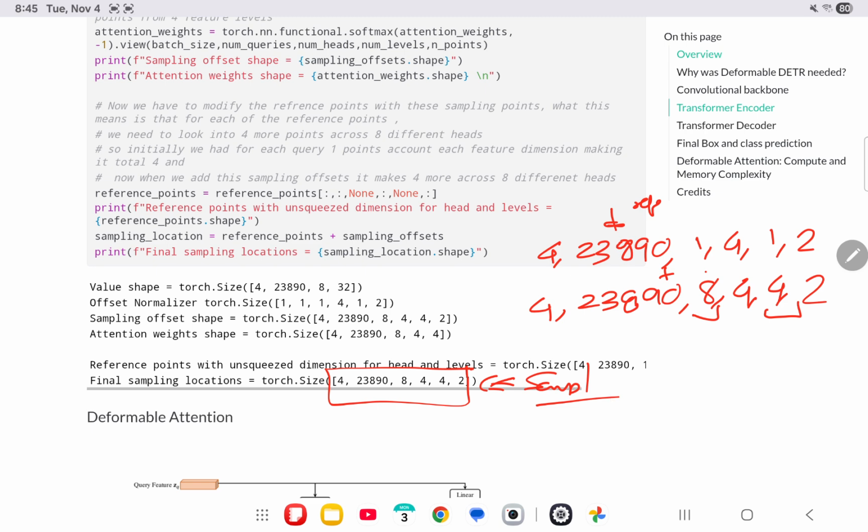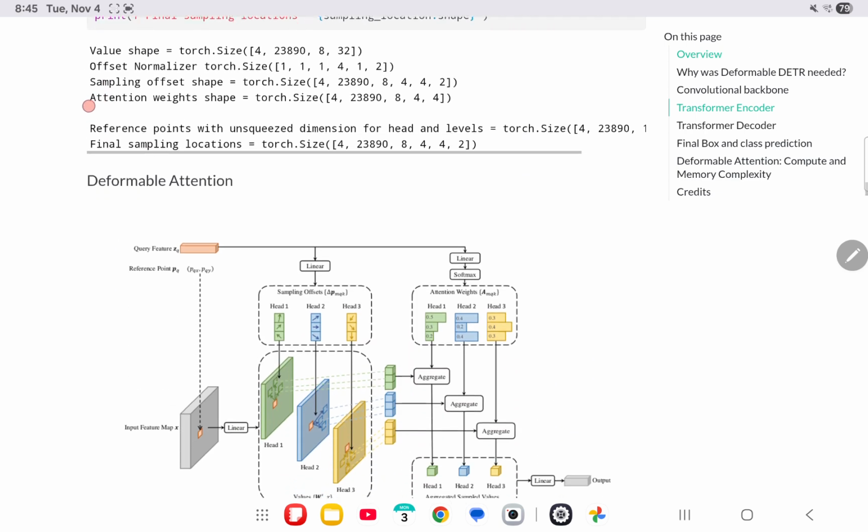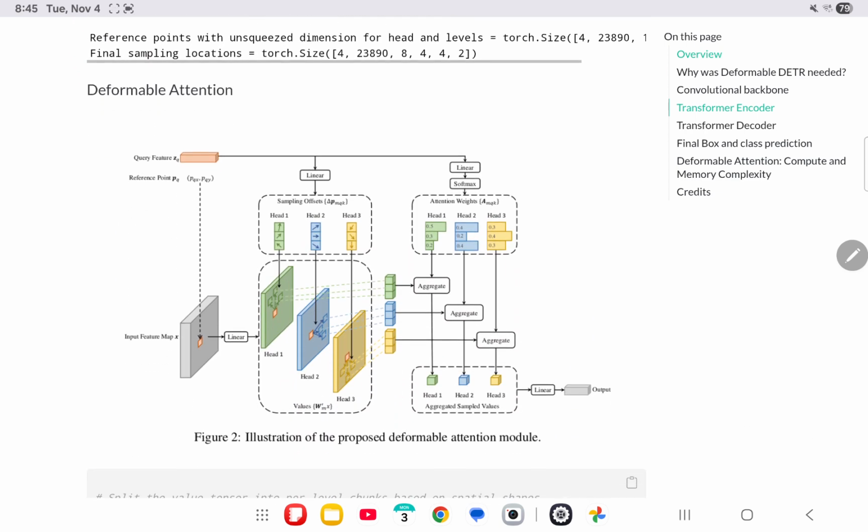Now we have to look into these sampling locations. So this is the image, as I said. For each query, we have the corresponding weights and the corresponding sampling locations predicted, added to the reference point. Then you have to aggregate them, sum them out. That's what's happening.